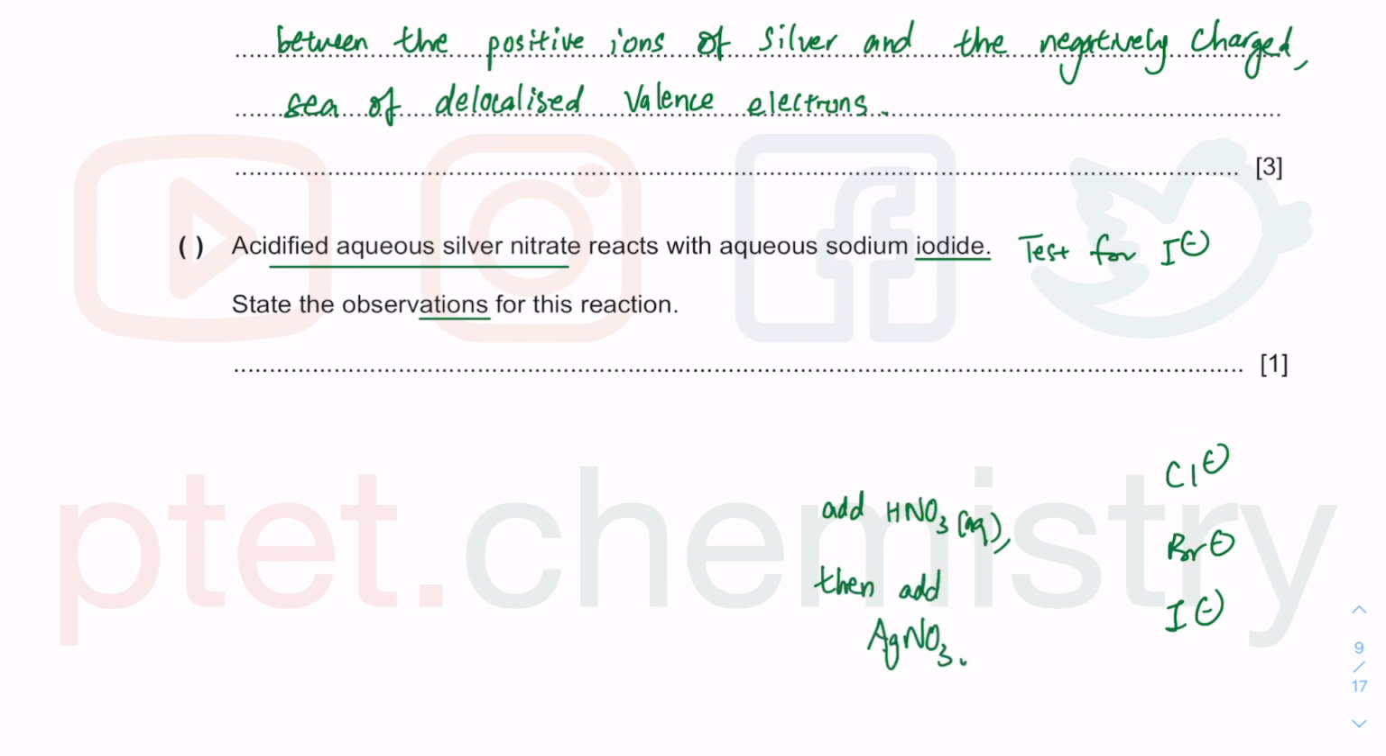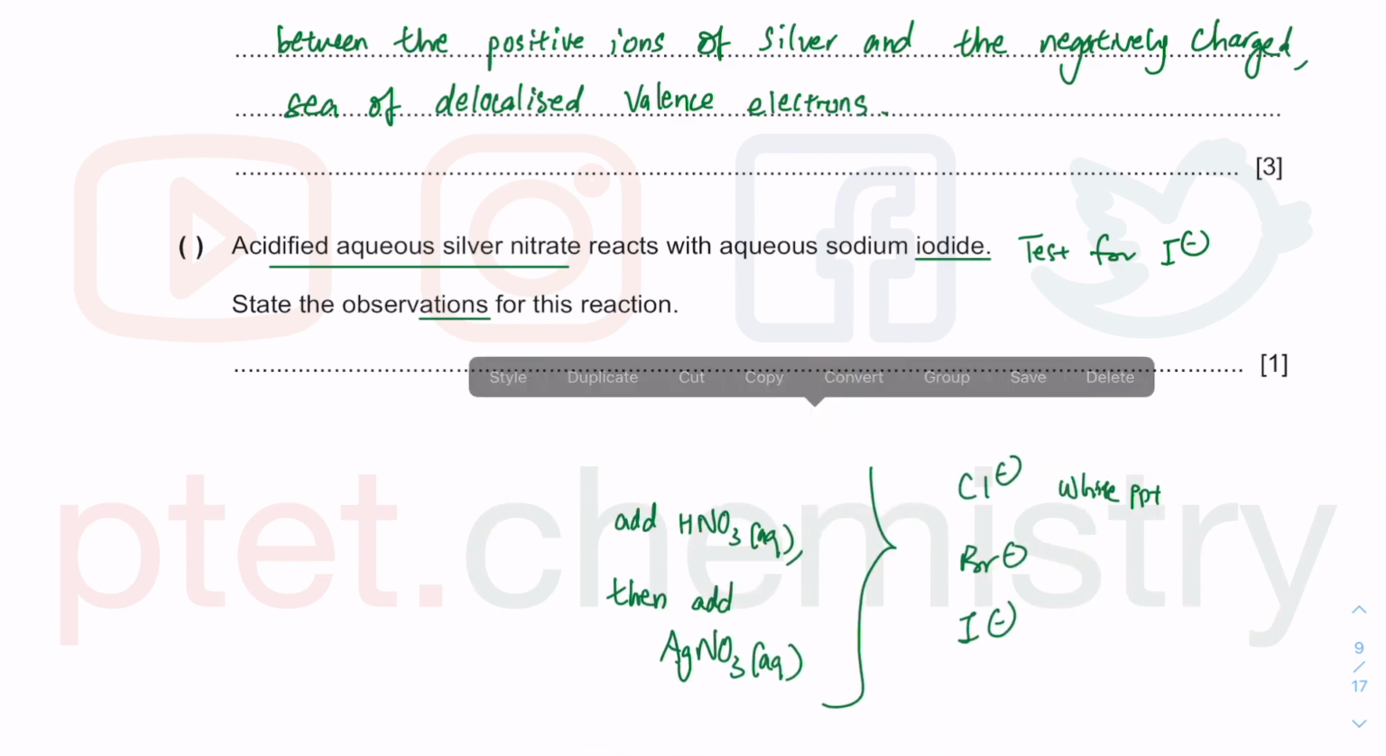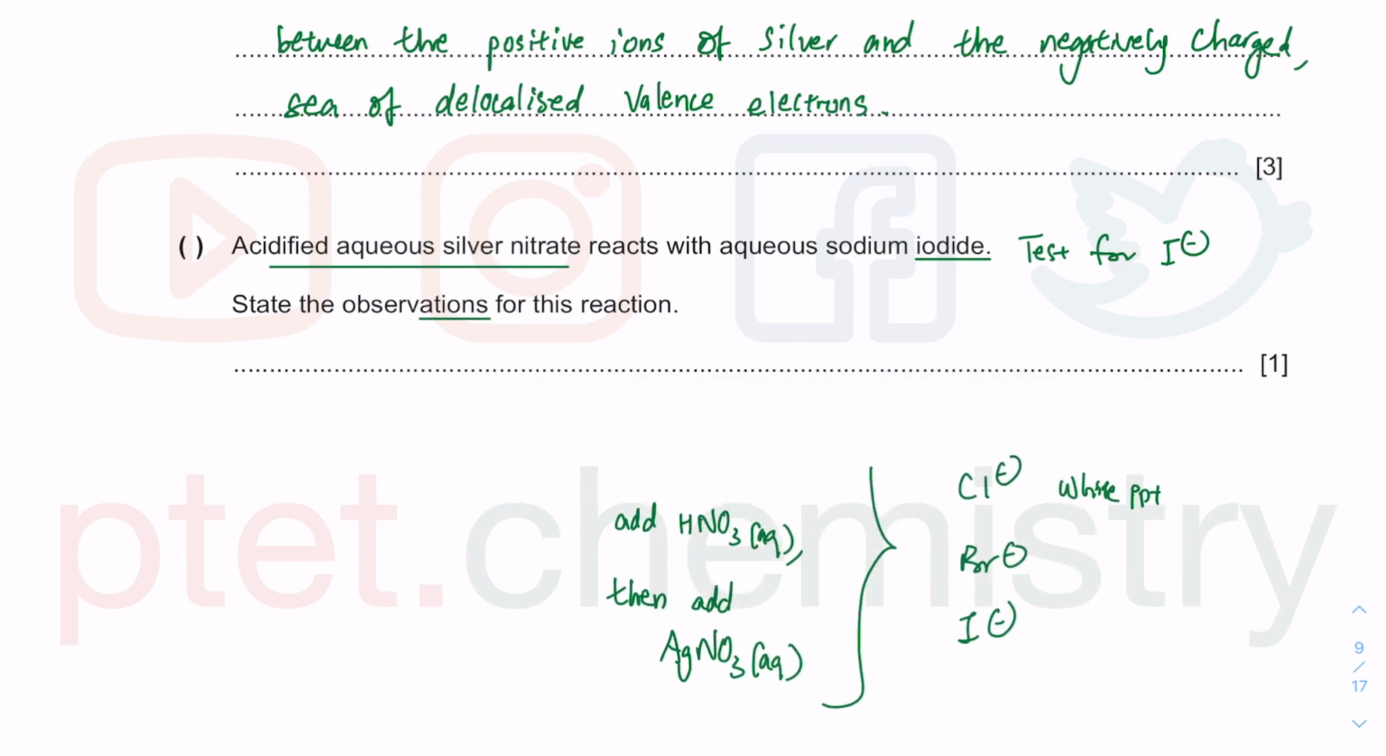AgNO3 aqueous. So the idea of writing this aqueous means I don't have to write it in words, using solution. So what happens is I get a white precipitate, white PPT. Of course, you are not allowed to use abbreviation in a theory paper. Only in a practical paper 3 you're allowed to use that abbreviation. Okay, so white PPT, cream PPT, and yellow PPT.